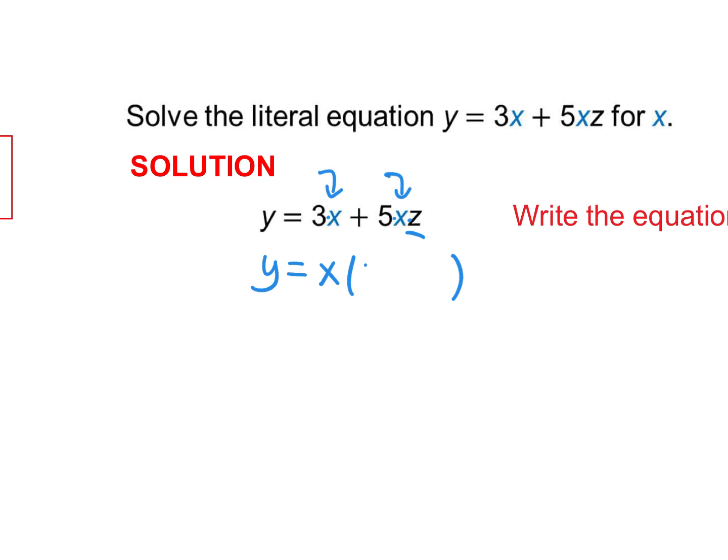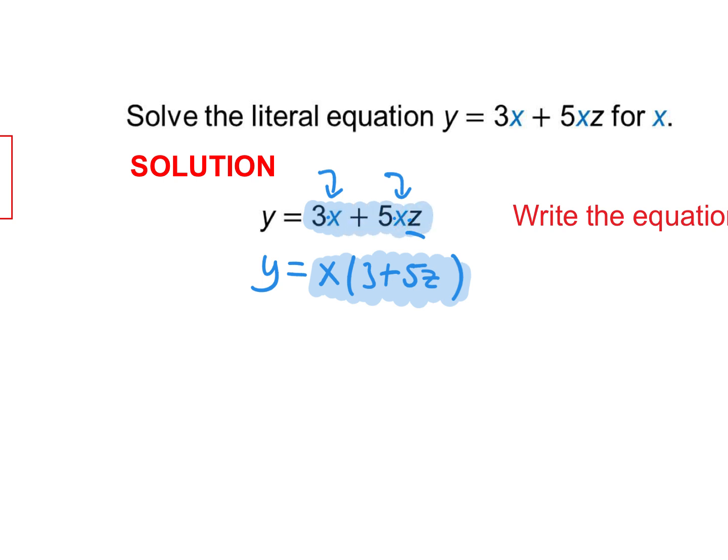So x times 3 plus 5z is what's going to get us this, right? So what we have here, let me see if I can highlight it, is exactly the same as what we have here. And if you don't believe me, you can verify it.